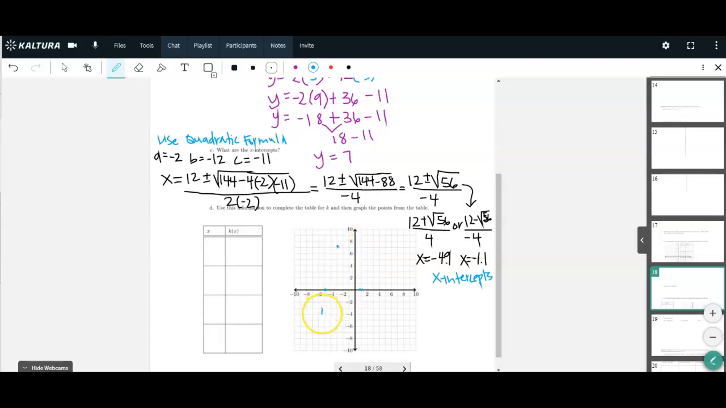And so then my parabola is going to look, wow, that looks amazing. Up and curved around.